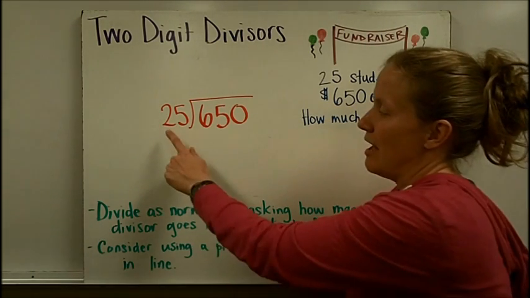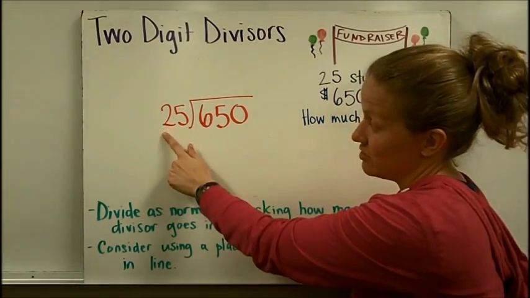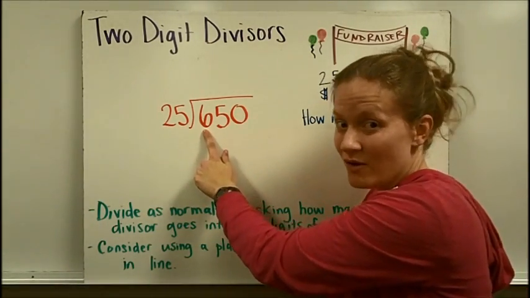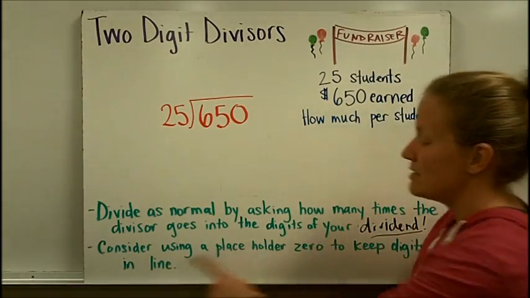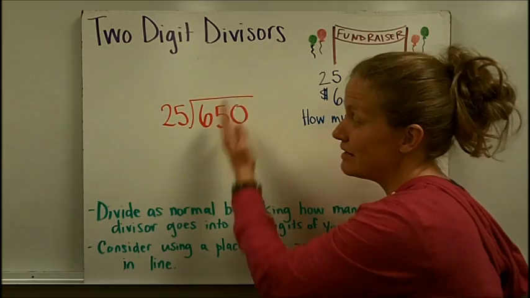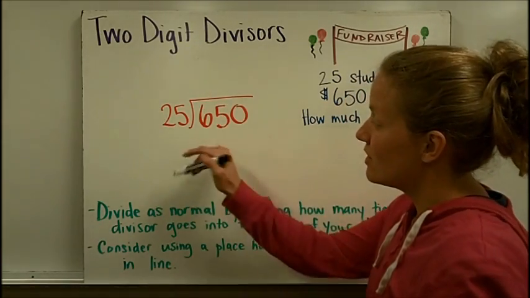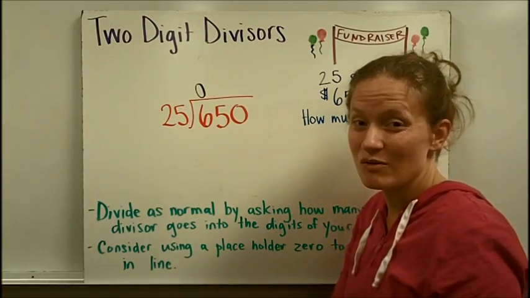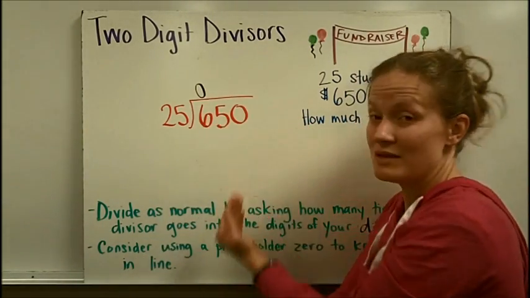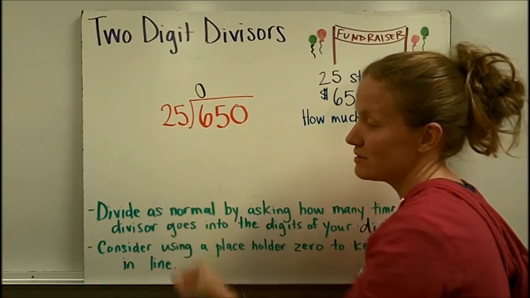Alright, now, how many times does 25 go into 6? And we should consider using a placeholder 0 to keep digits in line. You really need to make sure you're putting the digits above the numbers you're dividing into. So 25 can't go into 6. That's why I always like to put a 0 there to remind myself to scoot over to the next number. Now I think about how many times can 25 go into 65.